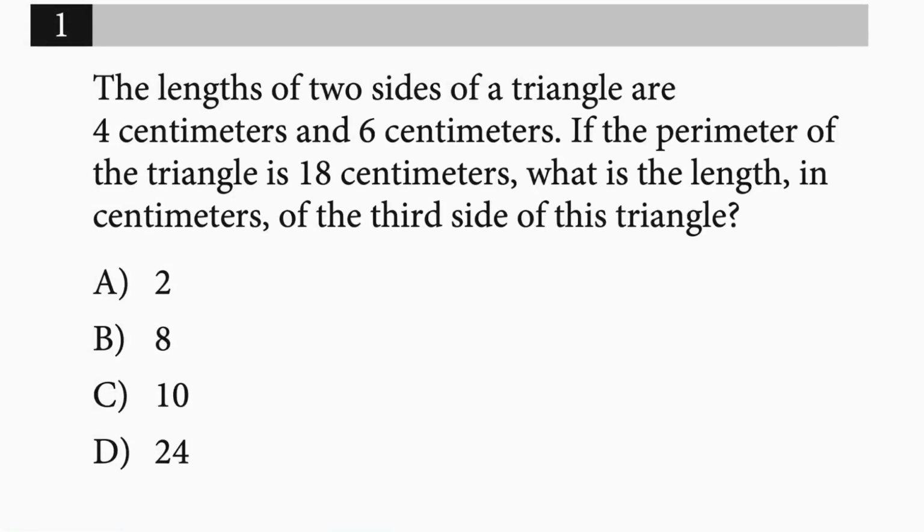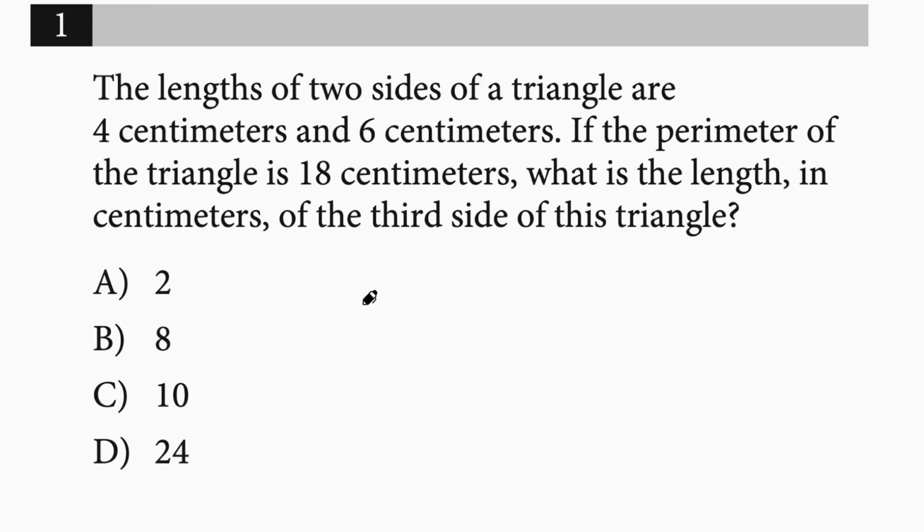Today we are going to start College Bundle 9, Module 1 of SAT. So let's start. First question: the lengths of two sides of a triangle are 4 centimeters and 6 centimeters. If the perimeter of the triangle is 18 centimeters, here is the catch. What is the length in centimeters of the third side of the triangle?